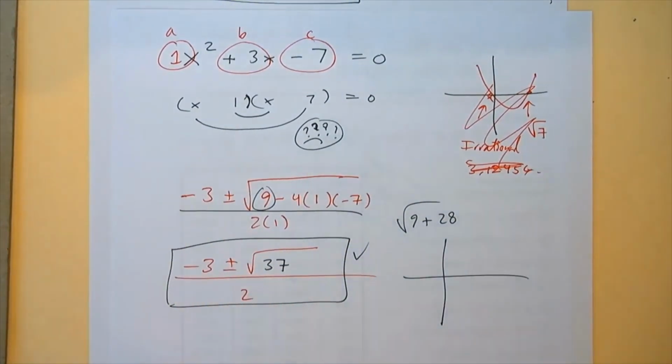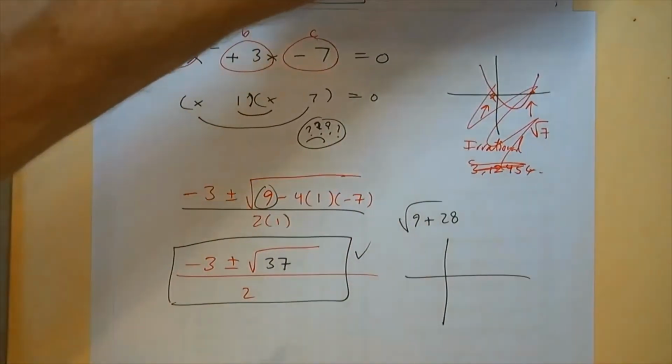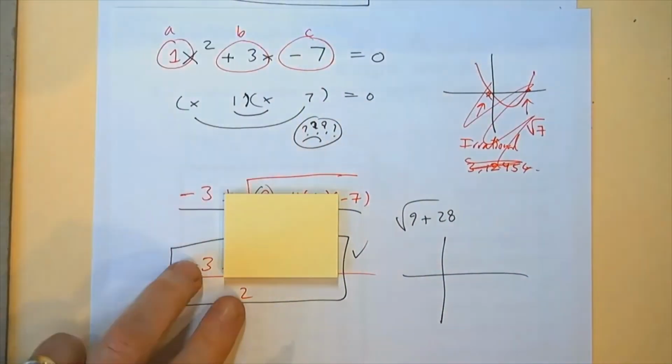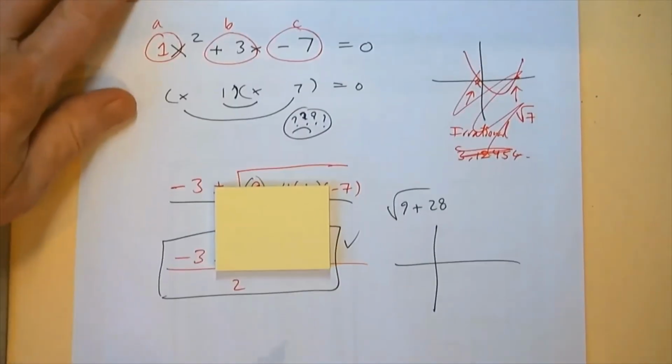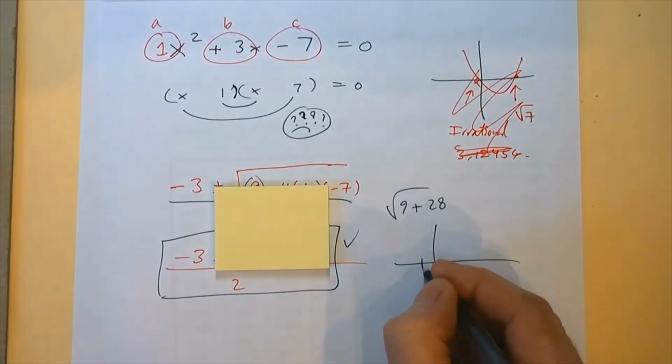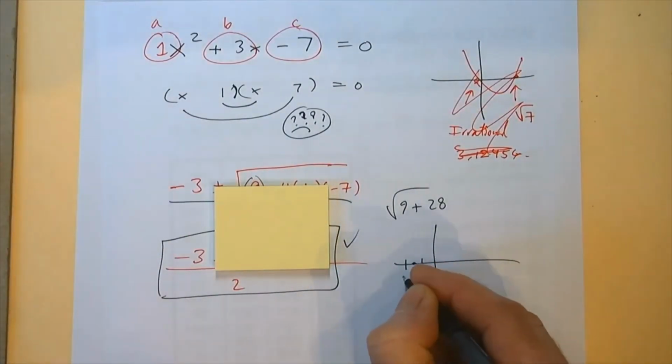And of course, you would try to figure out where the heck that is. You'd have to pull a calculator out to figure out where it is. Well, sort of. Isn't that the minus b over 2a? Isn't that the vertex right there? Negative 3 over 2, 1, 2. Right in here, negative 1.5.